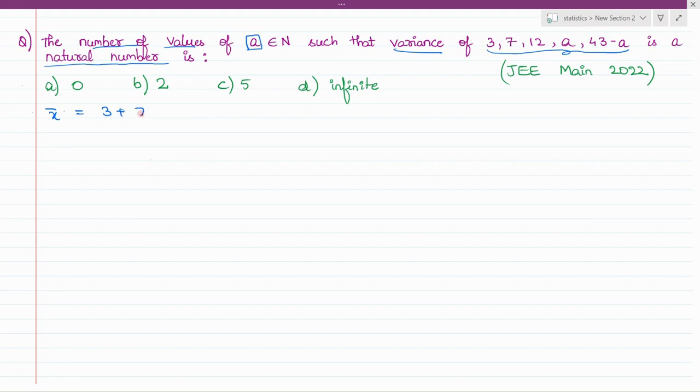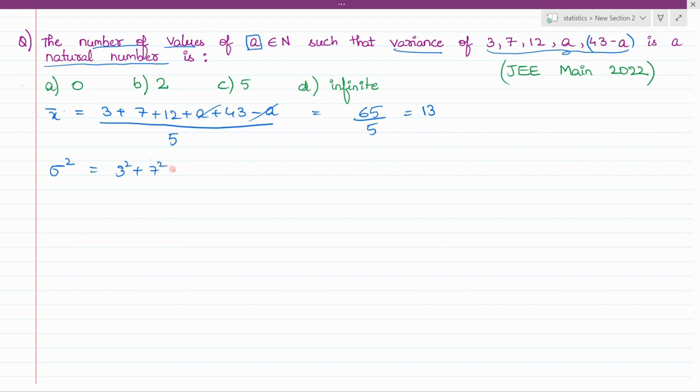That is sum of observations 3, 7, 12 plus A plus 43 minus A upon total number of observations, which is 5, because this is a single observation. So from here A and A get cancelled. It is 65 upon 5, that is 13. Now the variance will be sigma xi square, that is 3 square, 7 square, 12 square plus A square plus 43 minus A whole square, upon total number of observations, that is 5, minus mean whole square. We got mean as 13, and whole square.